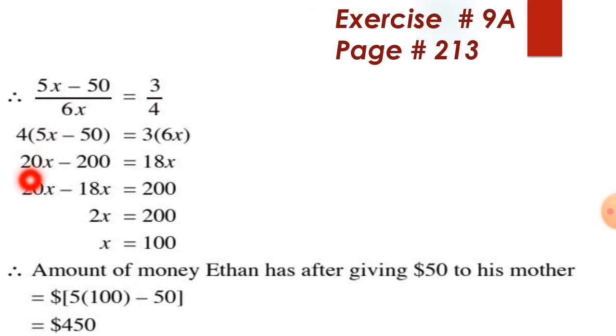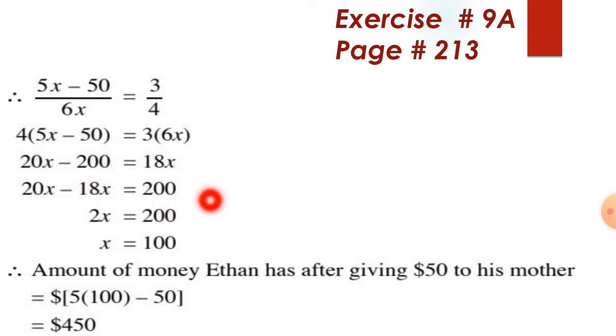4 fives are 20x, 4 times 50 is 200 with a minus, and 3 sixes are 18x. Now variables are going to be written separately and constants on the other side. So 20x stays the same, and it is plus 18x. When you take it to the left hand side of the equation it will be minus 18x, and minus 200 is on the left hand side of the equation.